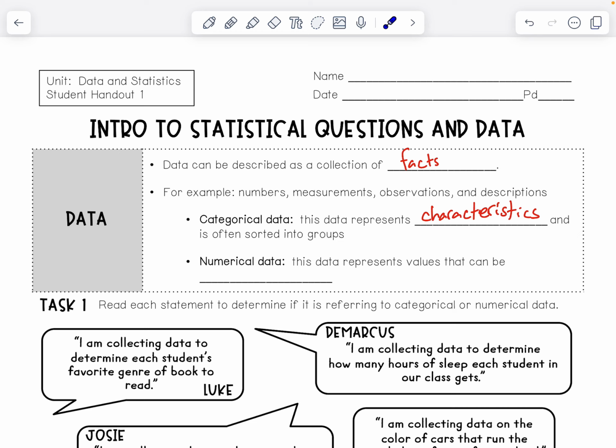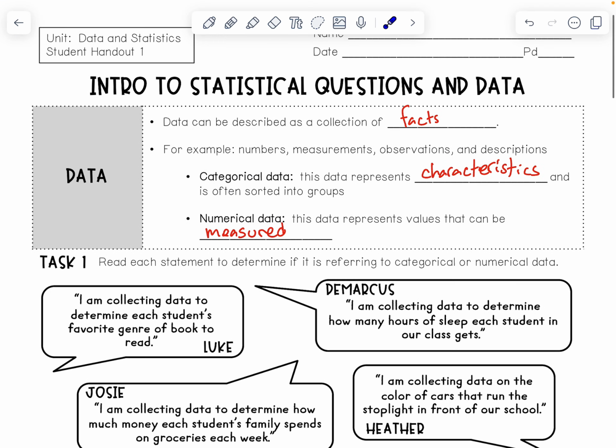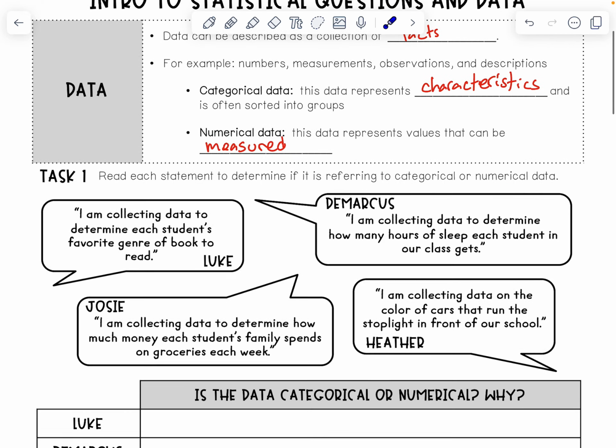And numerical data, this data represents values that can be measured, specifically measured in numbers. So the thing with categorical data is that it could involve numbers as well. Like sixth grade could be a category, and it seems like it's something that's measurable. So categorical can be a little confusing. But yeah, it's different categories, and then numerical data is things that are measurable with numbers.